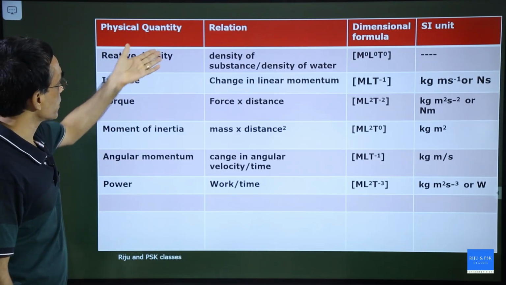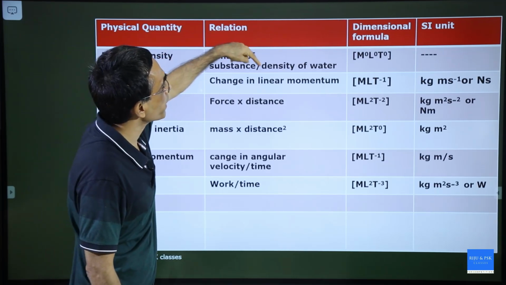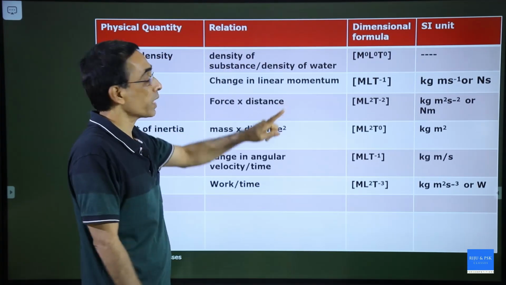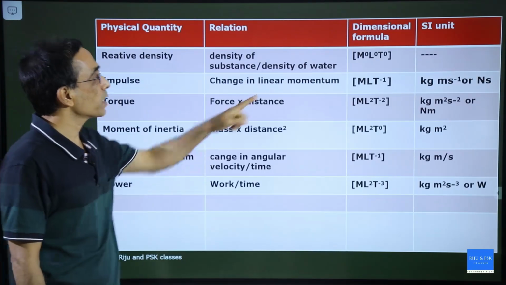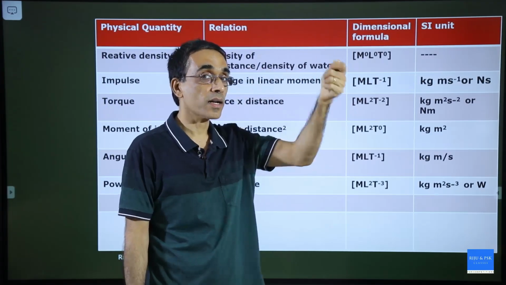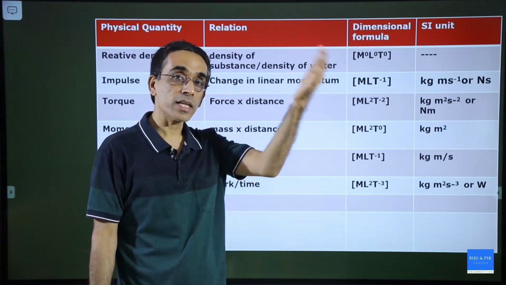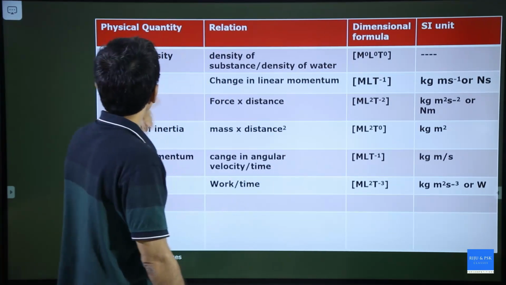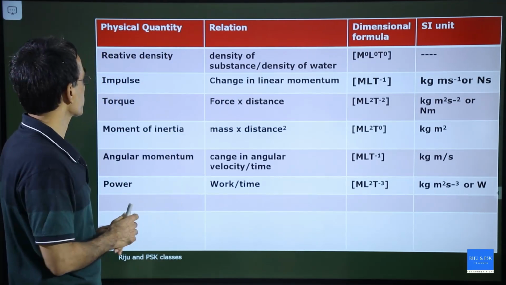This is relative density. Relative density is defined as density of a substance by density of water. So density by density. Whenever you take a ratio of two similar physical quantities, then you will not get any dimension. You remember angle is arc length by radius length, no dimension. Strain, length by length, no dimension. Relative density is density by density, no dimension, no unit also.